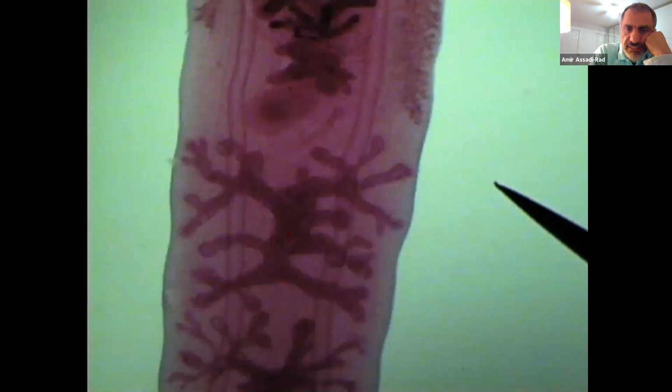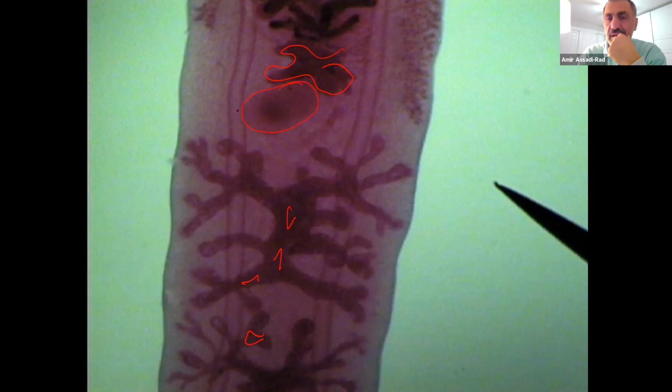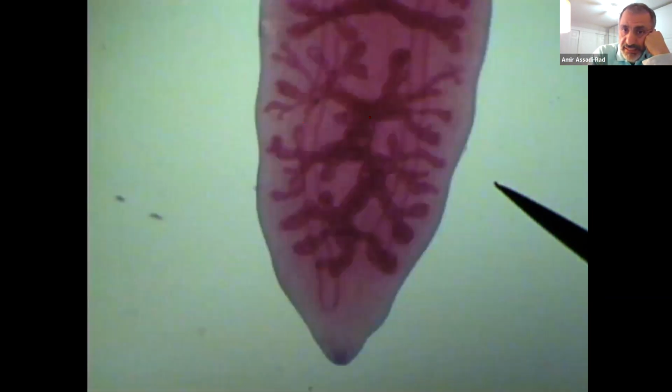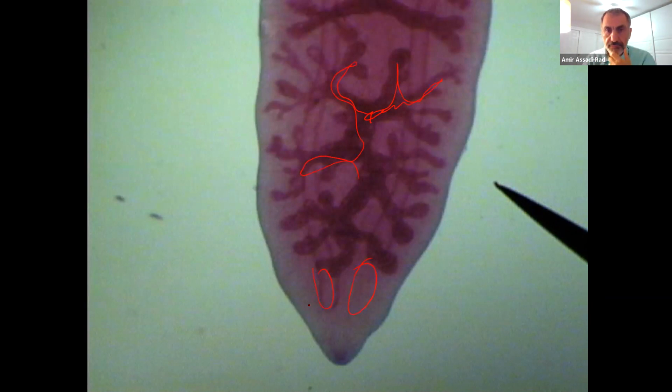Okay, all of these are testes. And then you have the ovary is lobed, and then you have seminal receptacles right here, nice and round. And then again, you can see the cecum runs all the way down. And then yolk glands, of course. And then again, all of these are testes. And then the cecum comes all the way to the end, and that's the posterior end of the animal.